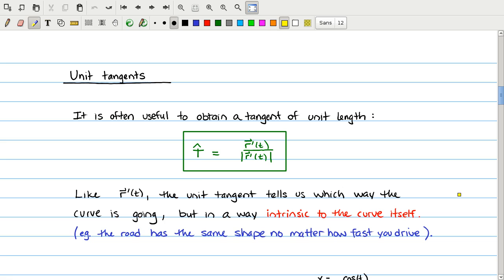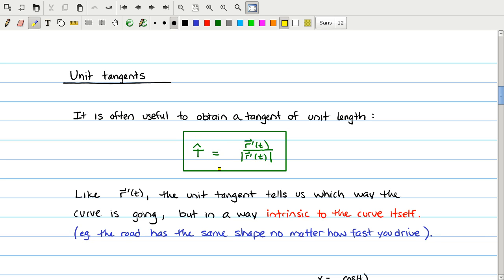It's very often useful to consider not just the tangent obtained by the derivative, but to construct something called a unit tangent. And the unit tangent is simply the derivative of the vector function, which is a tangent, divided by its own magnitude, which we see here. And that gives us a unit tangent. That unit tangent is a function of the parameter t. As t moves along the curve, then the unit tangent changes direction.